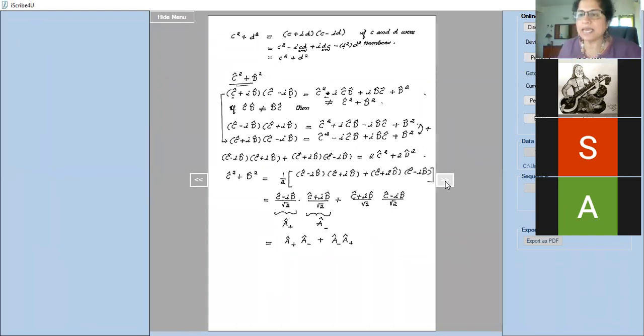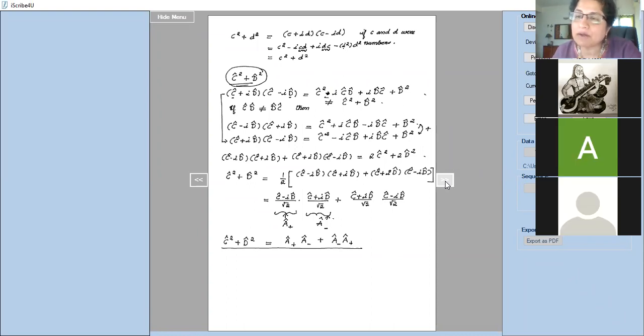I'm just saying that if you had a sum of squares of two operators, so a C square plus a D square, if C and D did not commute, then you would have to write C square plus D square like this, where A plus was this and A minus was this. Is this good? Has everybody understood what I'm trying to say? Yes, ma'am. Okay.